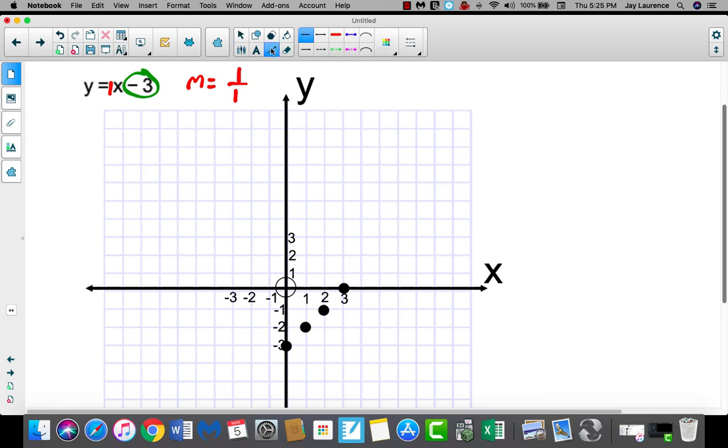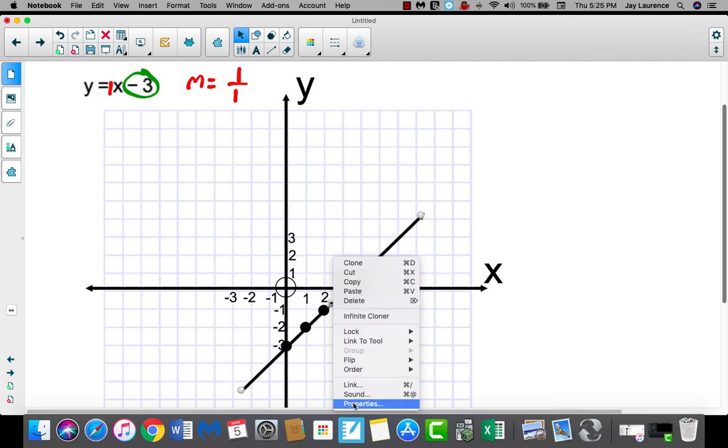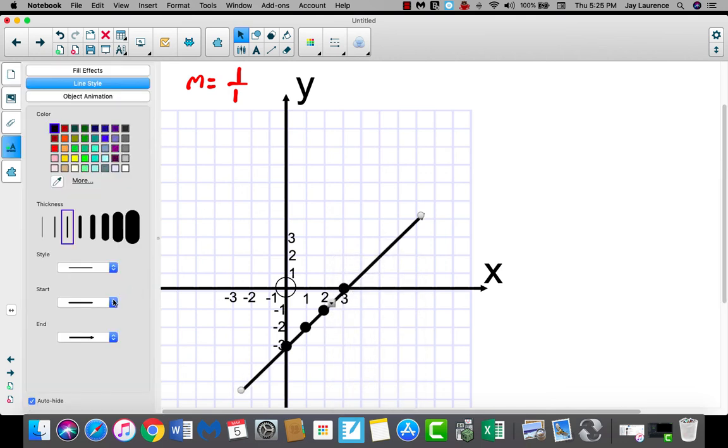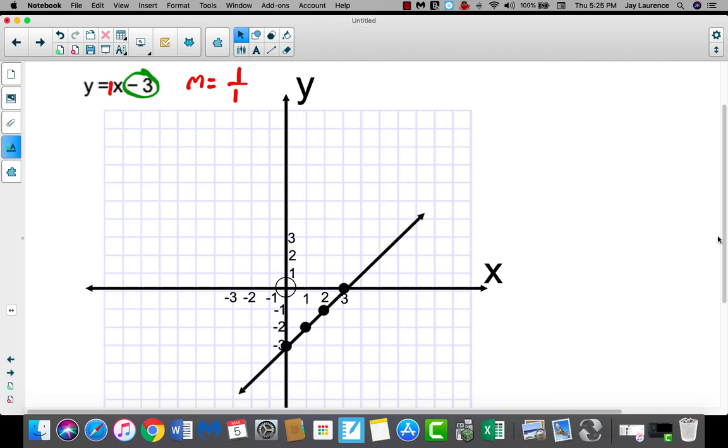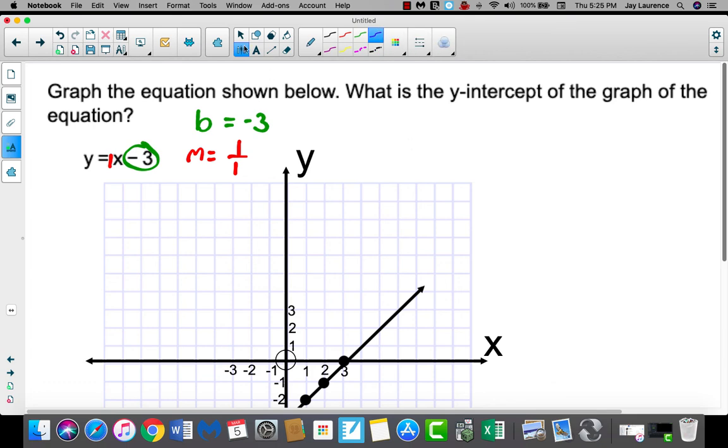And my graph, my line, is going to look like this. And of course, I need it to extend forever in the other direction. And I need to put an arrowhead on it. All right. There we go. Okay, we're doing great here. We only have a few more of these, and I'm going to let you go and try them on your own.